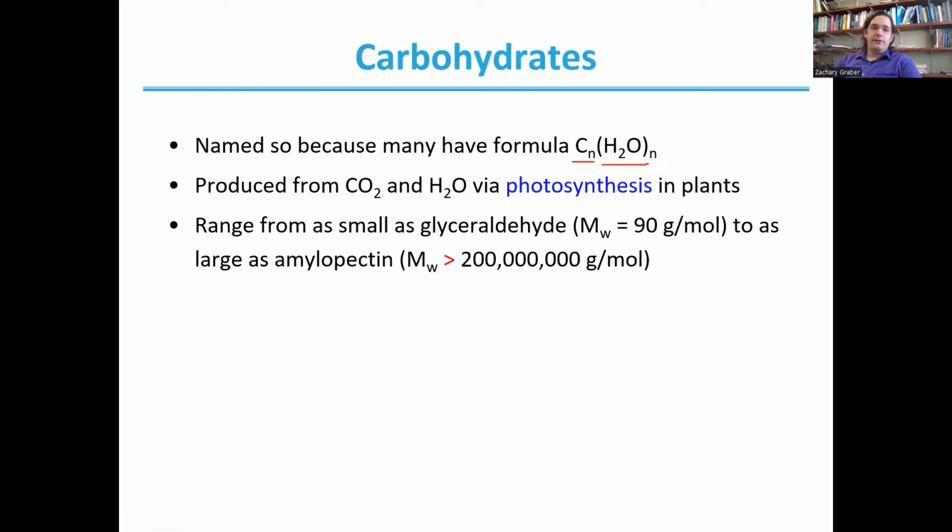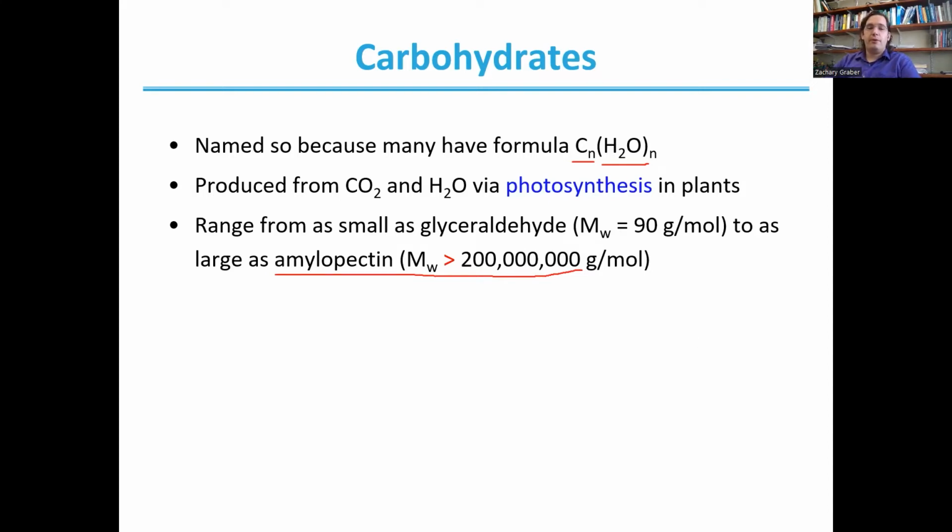Similar to our proteins, there's a wide range of different kinds of carbohydrates. We can, of course, have our small carbohydrates, which will also act as monomers to build our larger carbohydrate polymers, but will have their own roles as well. And then we can have our very large carbohydrate polymers, and these can be some of the largest polymers that we have in the body. For example, amylopectin, which we'll look at later, can have over 200 million grams per mole in molecular weight. Right? So we can have these really huge sugar carbohydrate structures built up.